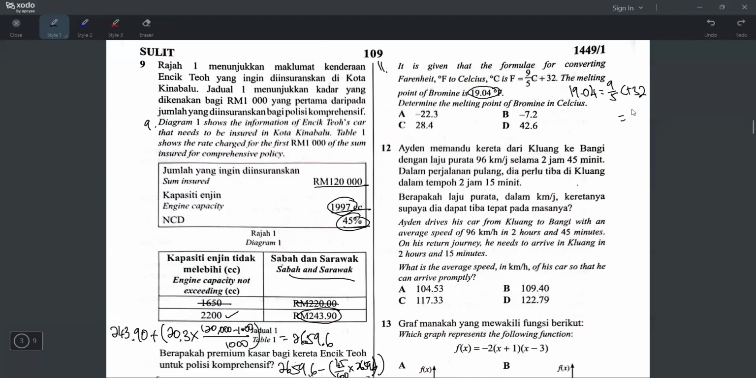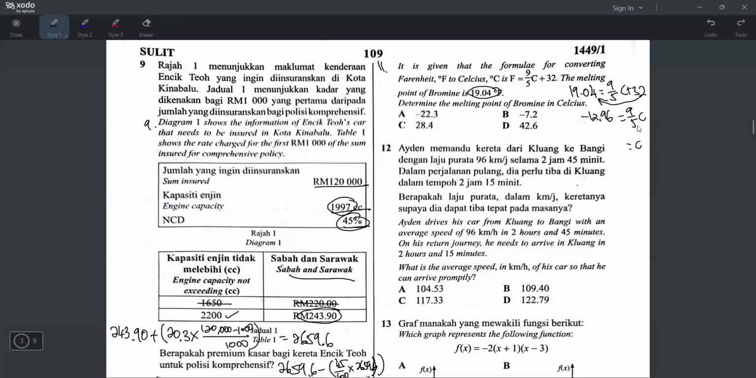So kalau nak cari C, kena pindah. So pindah 32 jadi minus. 19.04 minus 32, negative 12.96. Okay. And then, macam mana nak cari C?